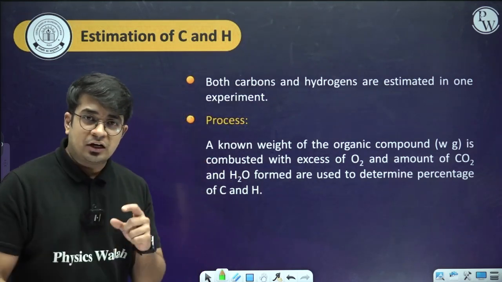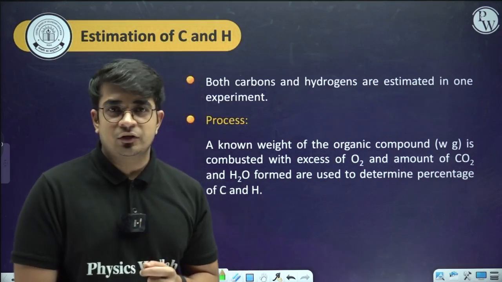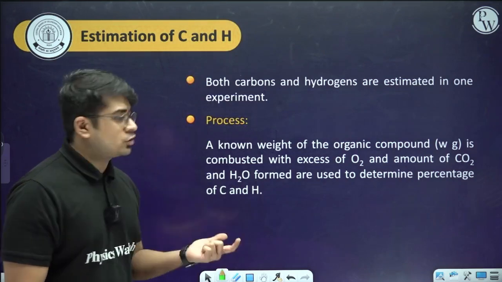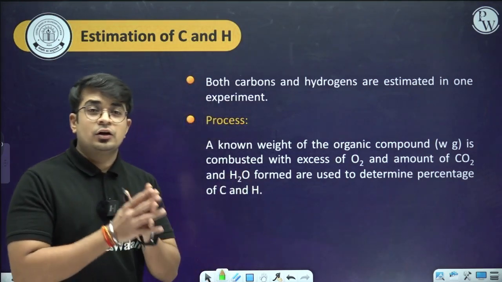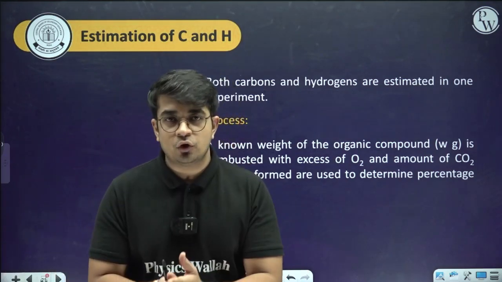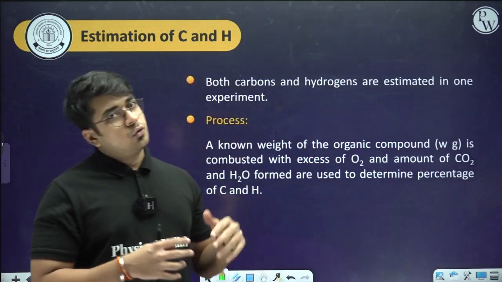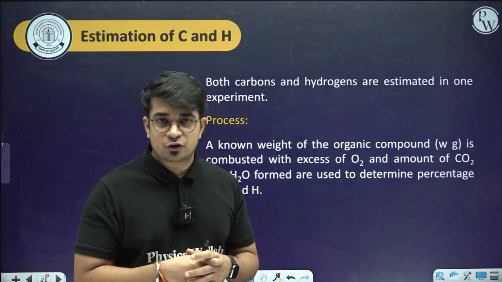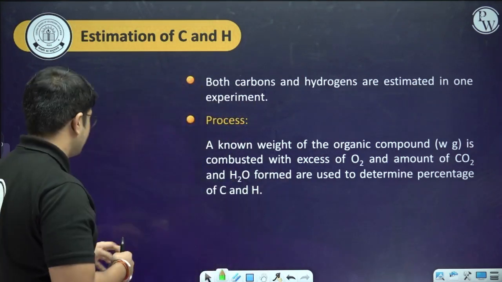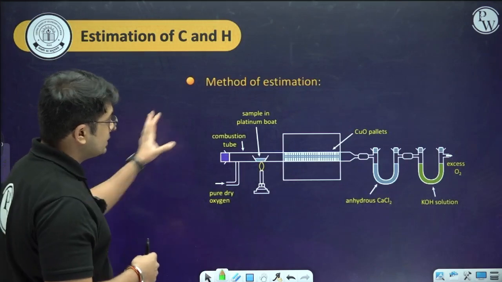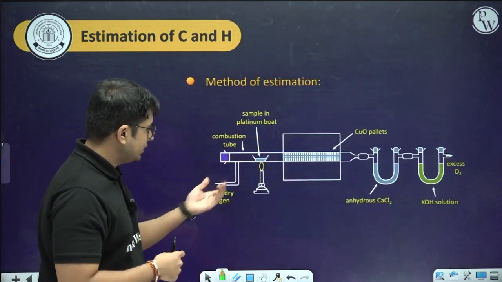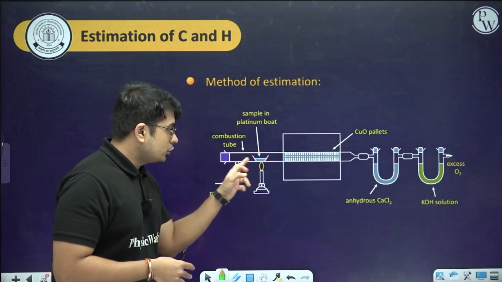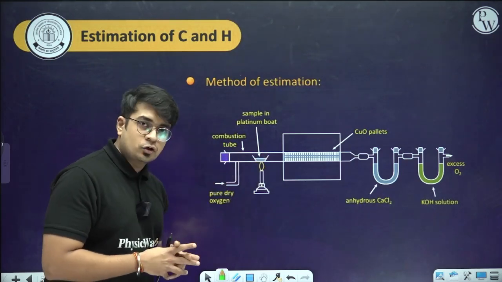You know that when carbon comes in contact with oxygen, it is converted into CO2, and hydrogen is converted into H2O. Now, with the help of the known amounts of CO2 and H2O produced in the reaction, we can find the desired percentage of carbon and hydrogen in the initial organic compound. If I talk about the setup, we have the organic compound, which is heated, and then a source of oxygen is provided.